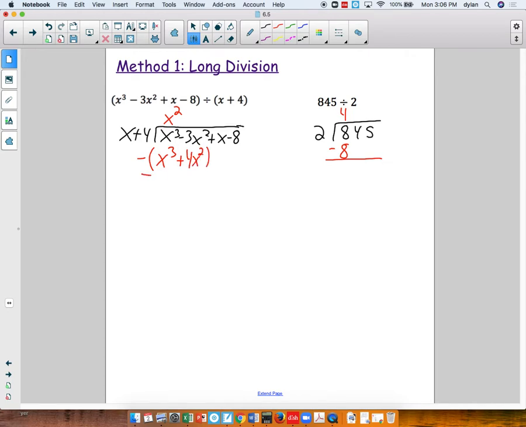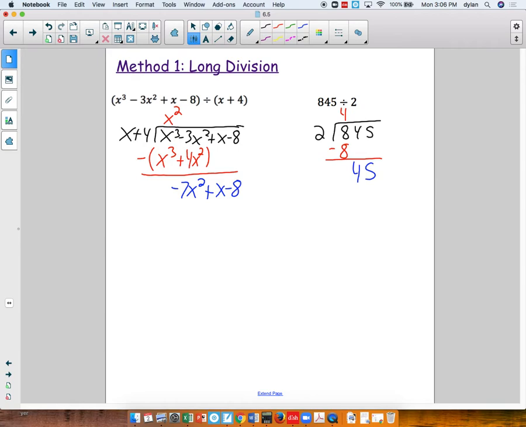And so when we do our subtraction, with our long division side, we end up with 45. And with our polynomial long division side, the x cubes cancel out. We have negative 3x squared minus 4x squared, so we end up with minus 7x squared plus x minus 8. So now we're going to do the same thing again.